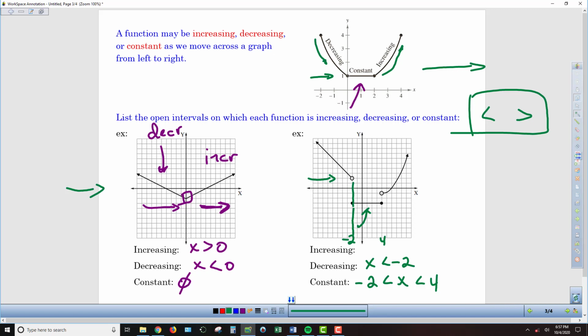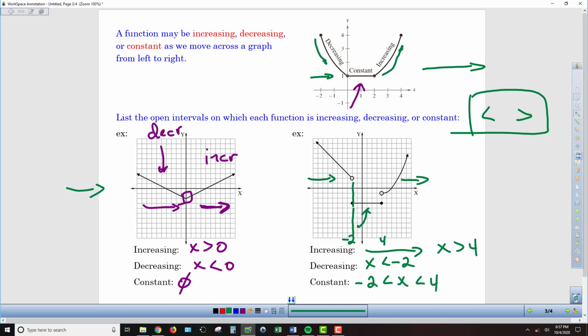And then for our increasing branch, well, that's happening over here. As we move across the graph from left to right, the graph is steadily moving upwards with no indication that that's going to change. So we can say that the increasing branch has an inequality answer of x is greater than 4. So as long as x is bigger than 4, our graph is increasing.